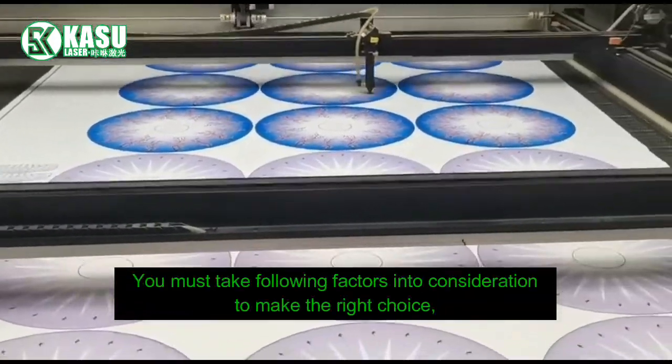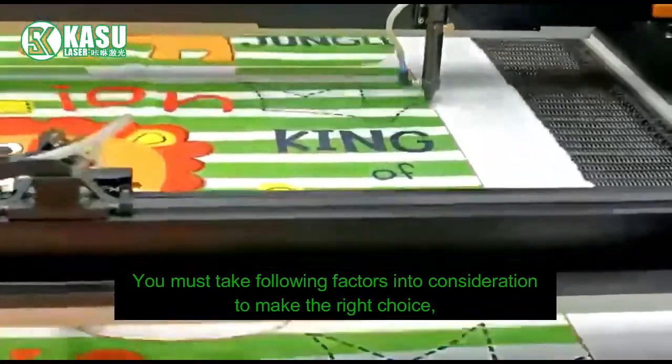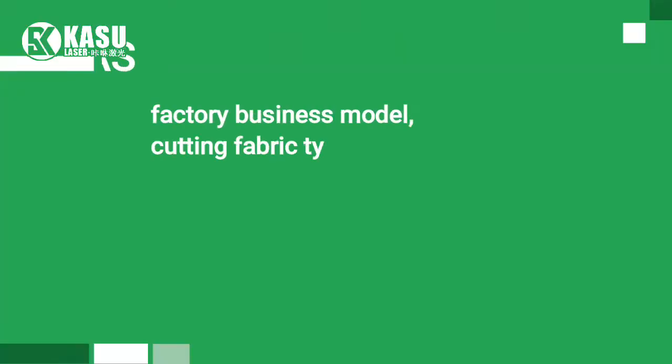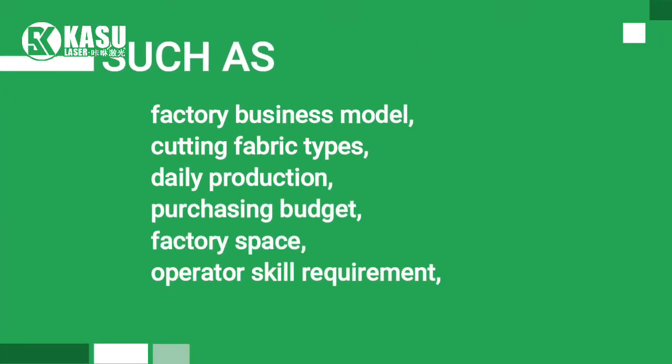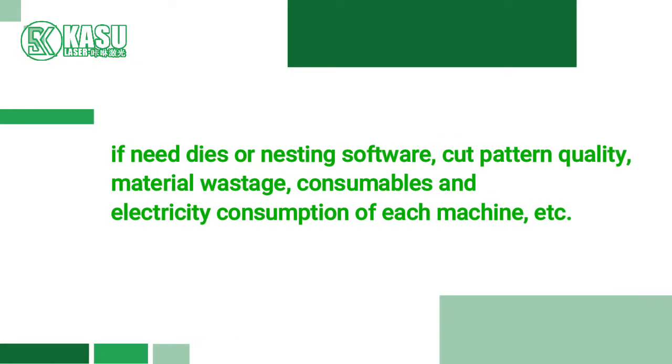You must take the following factors into consideration to make the right choice, such as factory business model, cutting fabric types, daily production, purchasing budget, factory space, operator skill requirement, if you need dies or nesting software, cut pattern quality, material wastage, consumables and electricity consumption of each machine, etc.